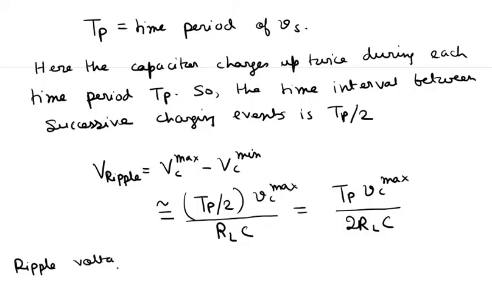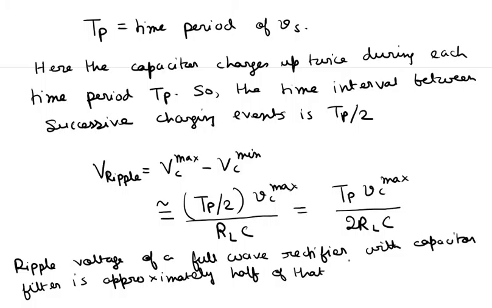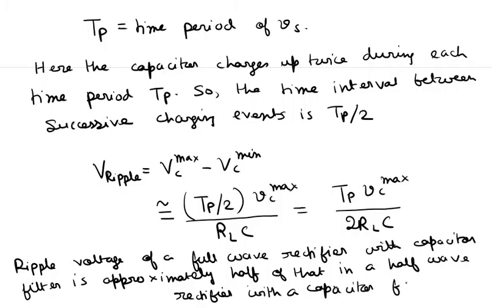So ripple voltage of a full wave rectifier with capacitor filter is approximately half of that in a half wave rectifier with a capacitor filter.